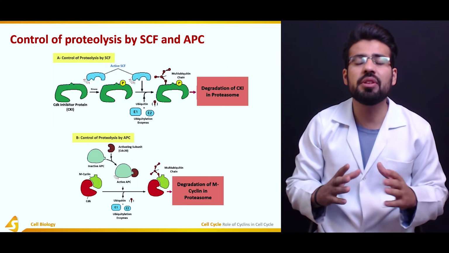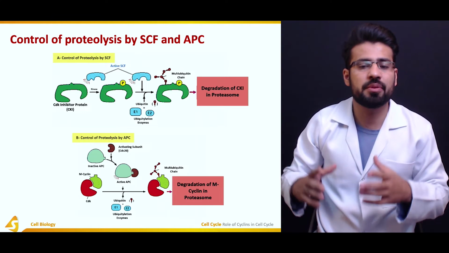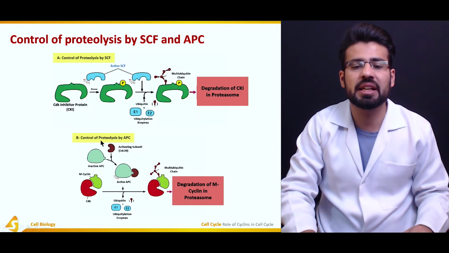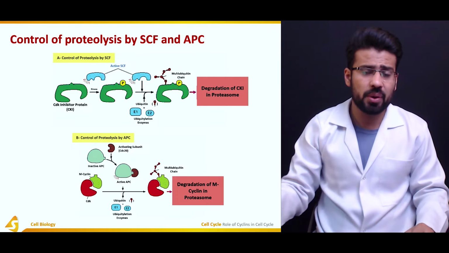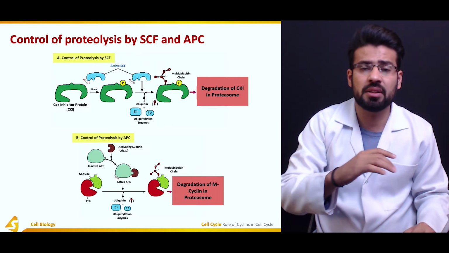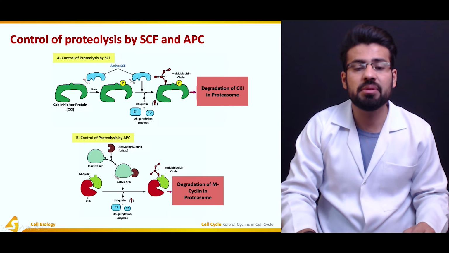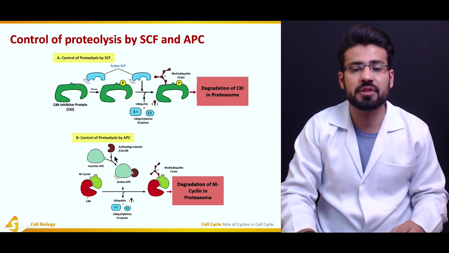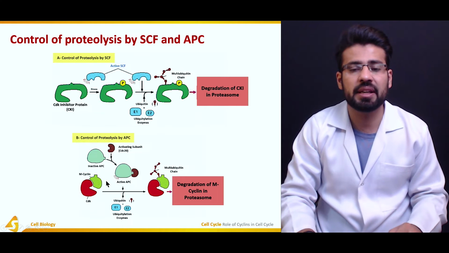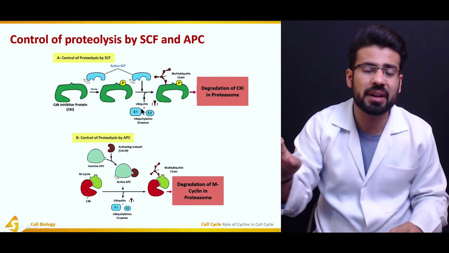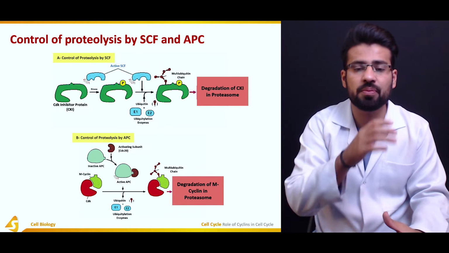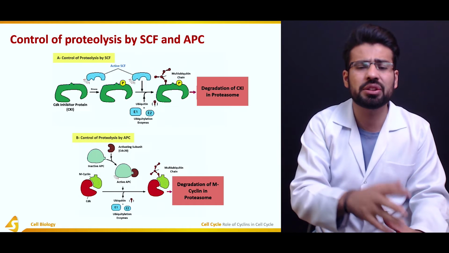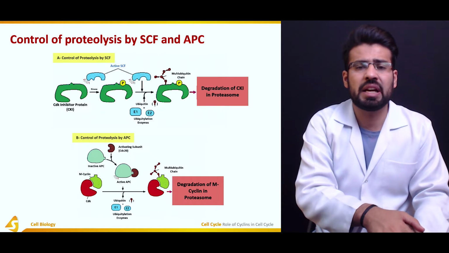Talking about the control of proteolysis by APC, the anaphase promoting complex, it is present in an inactive form, but it is activated by CDC20, which is activated by the action of polo kinase. That's not the topic of discussion here. So it is activated by the action of CDC20, and it causes the degradation of the M cyclin in the proteasome using the same mechanism, by the action of ubiquitin and the E1, E2 ubiquitinylation enzymes, both resulting in the activation of proteolysis in the proteasome.